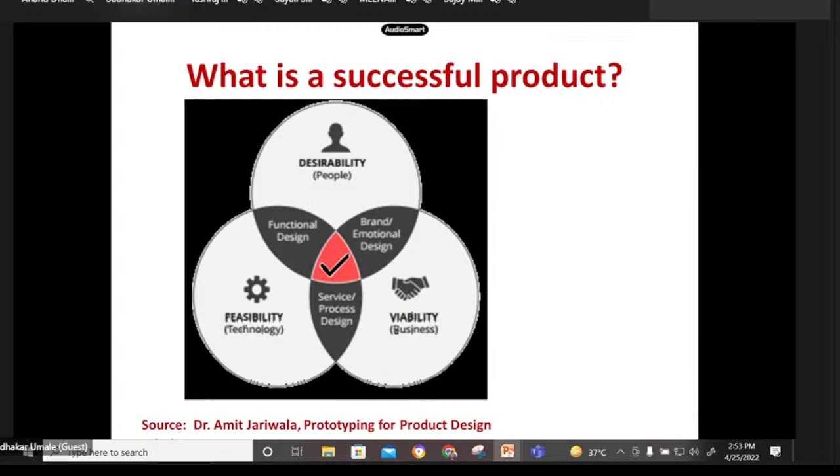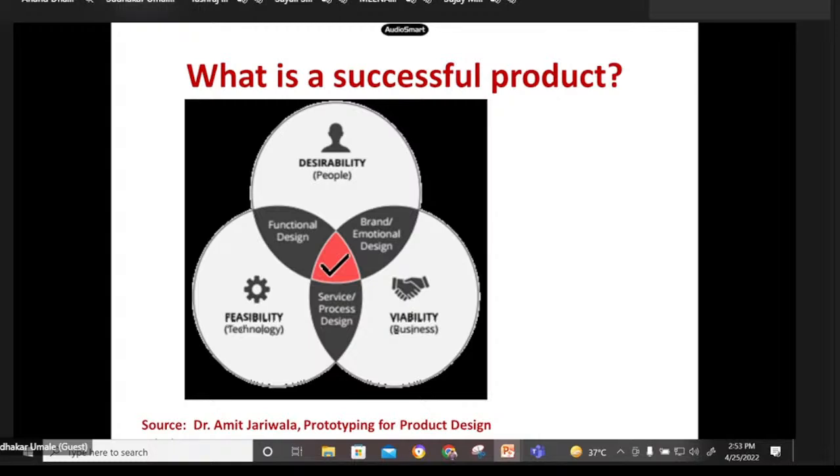If one is absent, definitely there is no sale to the customers. And hence we are looking for good technology. We are looking for customers. We are looking for good business. When you think about technology and business, in between the two, we have the very important service. We have a process design.